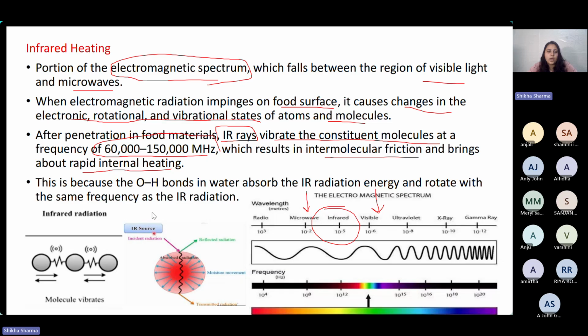So infrared will come and interact with the food, and since it is at very high frequency, it is going to reduce the intermolecular friction and give rapid heating. This is because the OH bond in the water is going to absorb this IR radiation, and it is going to rotate and vibrate at this high frequency.